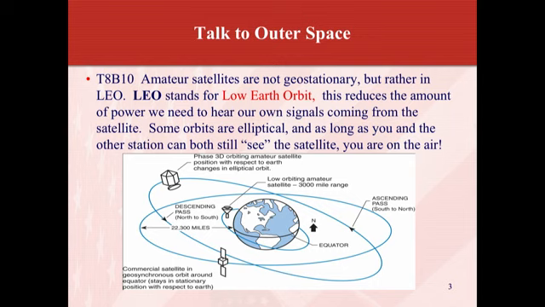Amateur satellites are not geostationary, but rather in LEO. What's LEO stand for? Low Earth Orbit. This reduces the amount of power we need to hear our own signals coming from the satellite. Some orbits are elliptical, and as long as you and the other station can both see the satellite, you're on the air. You usually track them. There's free satellite tracking programs on your computers and iPads that you can actually use to track it when it comes over.